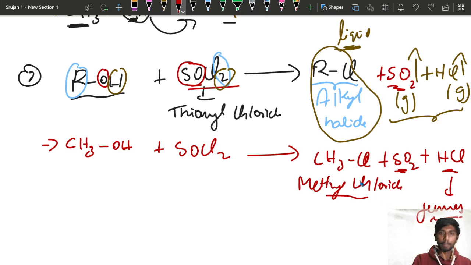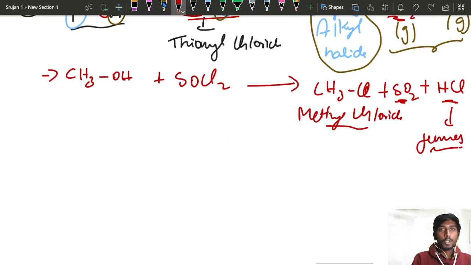Okay, fumes come out. HCl is a more concentrated acid; in your laboratory you have already seen that when you remove the cap, it shows fuming. Okay, so the next preparation you can do with the help of red phosphorus.